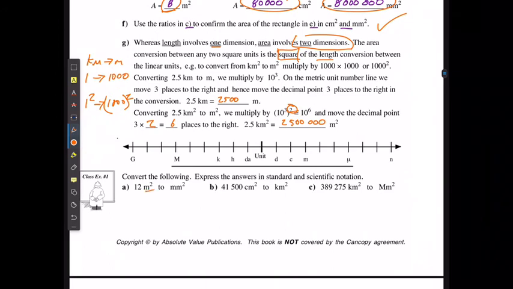If I'm going from meter squared to millimeter squared, well, we've already done that conversion. If I'm using the line up here, going from the unit over, it has 3 decimal places, so 12 times 10 to the power of 3. But I need to do that twice, so I'm going to square it. That'd be the same as 12 times 10 to the power of 6 millimeters squared, or 12 million millimeters squared.